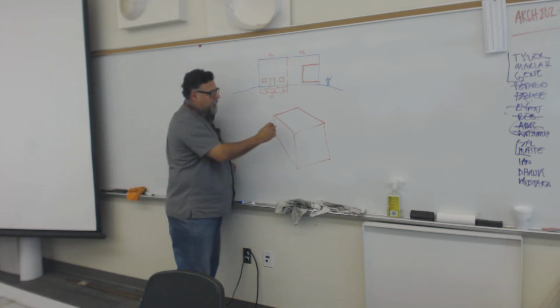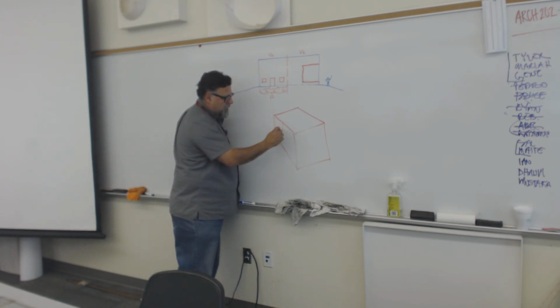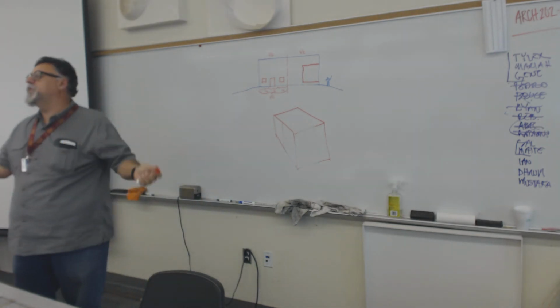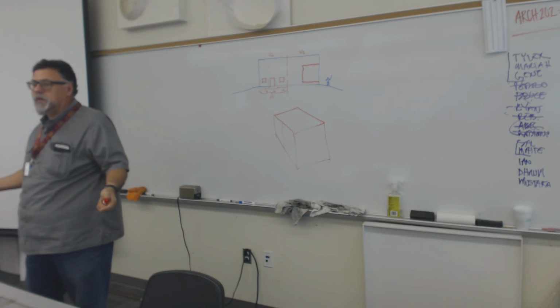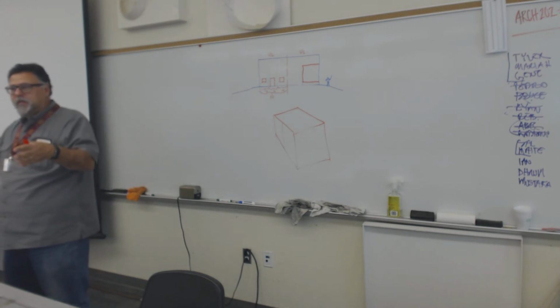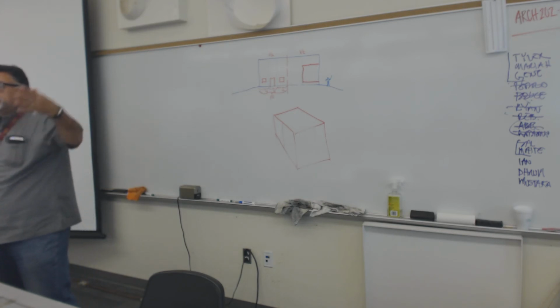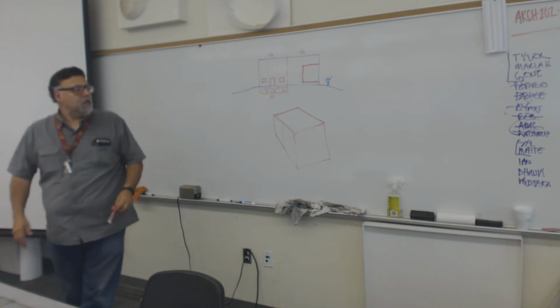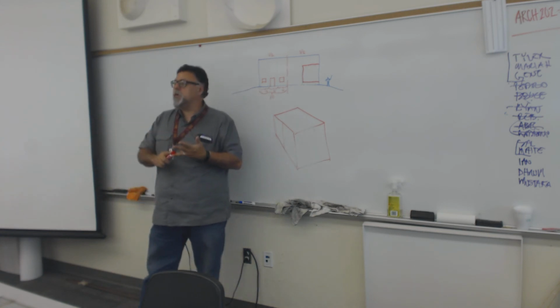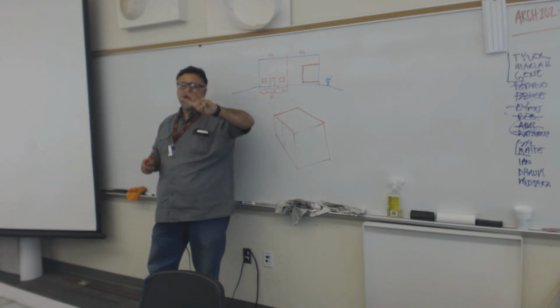If we divide it in half, what do we get? 15. If we divide it into fourths, what do we get? 7 1/2 and 7 1/2 is 15, and 7 1/2 and 7 1/2 is 15, that's 30. Okay? So this notion of subdivision into halves, thirds, fourths, right? Those three are really common.